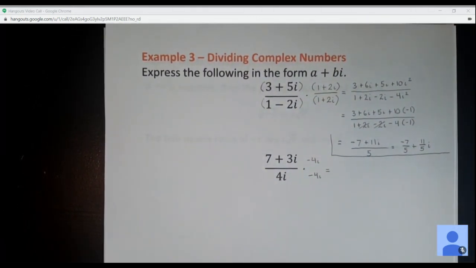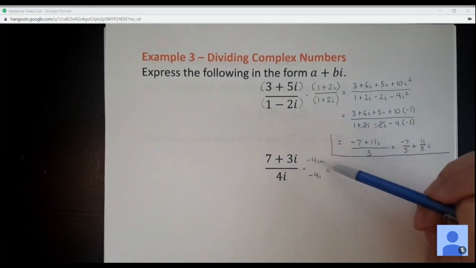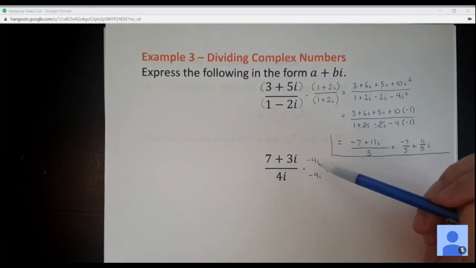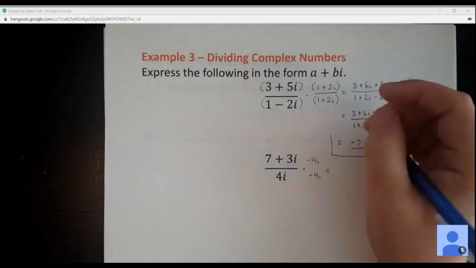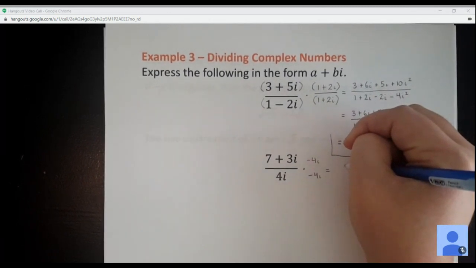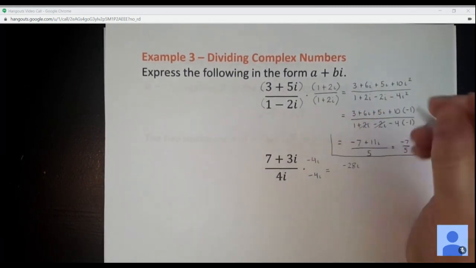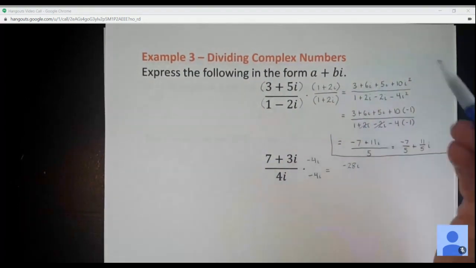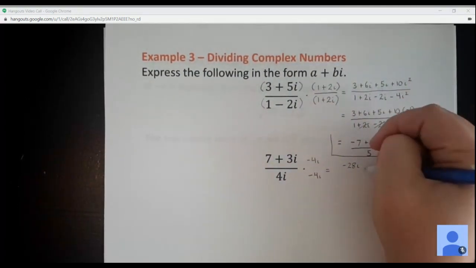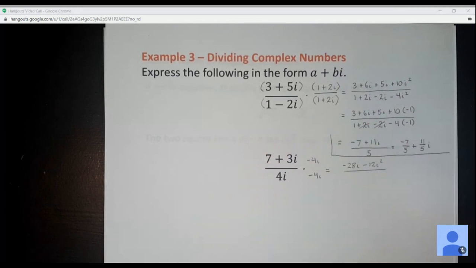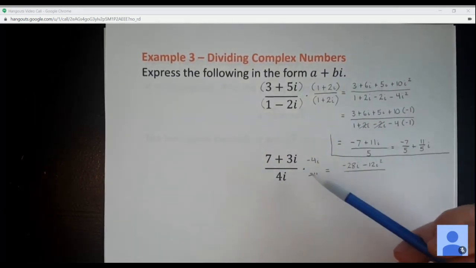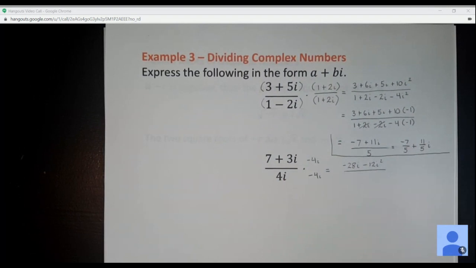Now, if we do that, this time it's not going to be FOIL because we only have one term that we're multiplying. So we can just distribute this to each of our terms over here. So what's 7 times negative 4i going to give us? Good. Negative 28i. And then if we multiply the negative 4i times the 3i, what should we get there? Negative 12i squared. Perfect. Okay, and now if we look at our denominator, we have positive 4i times negative 4i, and that should be what?